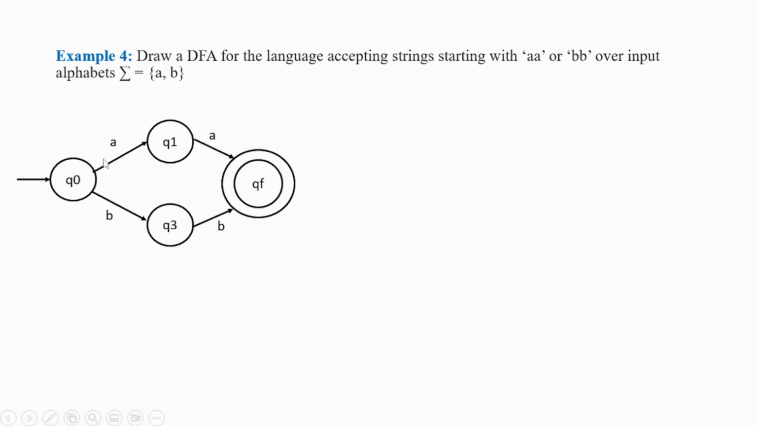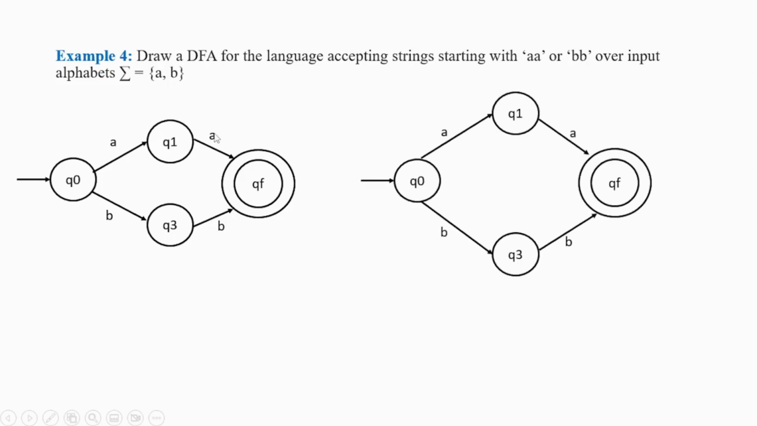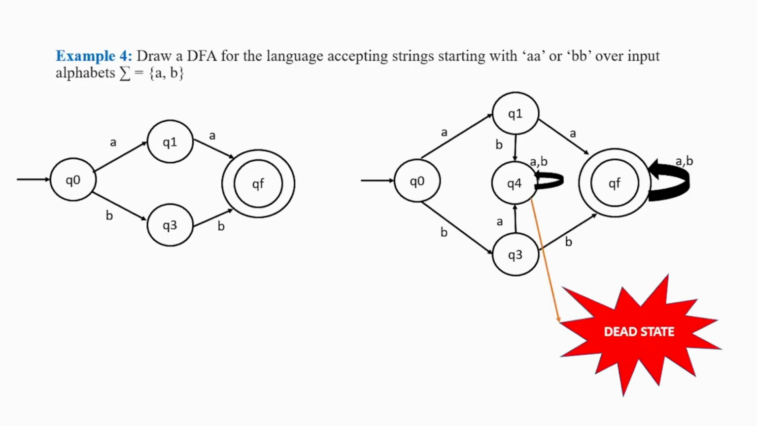For state Q0, for both A and B, the transition is defined. But from state Q1, only A is defined. B is not yet defined, so we have to define that. Now I am defining this B. Once it sees B, it will enter into the state Q4. Same way, if it sees B from Q3, it will enter into the state Q4 and it will be made to stay there itself. It should not enter into the final state and we call it the dead state, because it has to see only A or B.